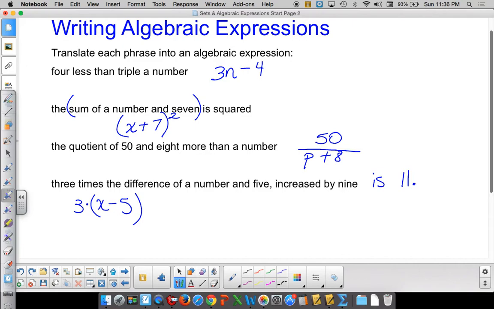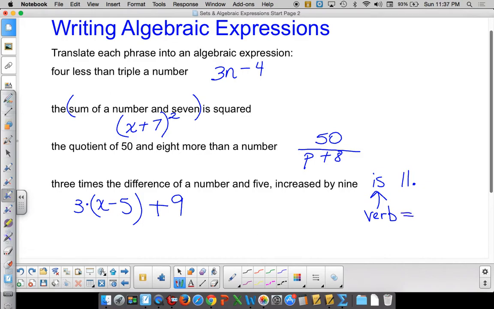Then it said increased by 9. Is 5 increased by 9? Well, once again, English and punctuation in this case, there's a comma. So you did 3 times the difference of the number and 5. Now it's supposed to be increased by 9. So we would need to, increase would be add 9. And then the big key thing here, I want you to learn about setting up equations, is 11. Anytime in math, if you're translating one of these, the verb, in this case is, is always the equal sign.